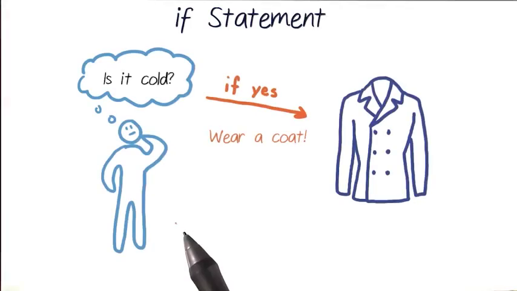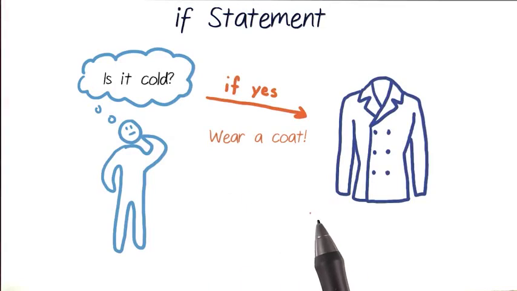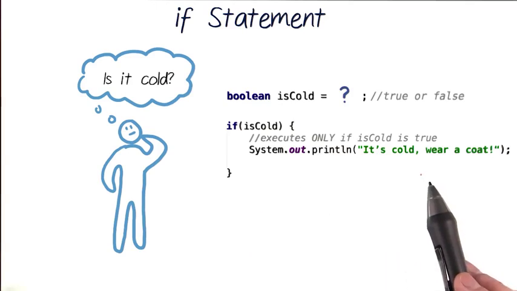Let's translate our decision about whether to wear a coat or not into Java code. To make a decision about wearing a coat, we just need to know if it's cold outside, and if it is, we'll wear a coat. The Java code for making a decision about wearing a coat is an if statement that looks like this. Let's look at our decision-making code first.